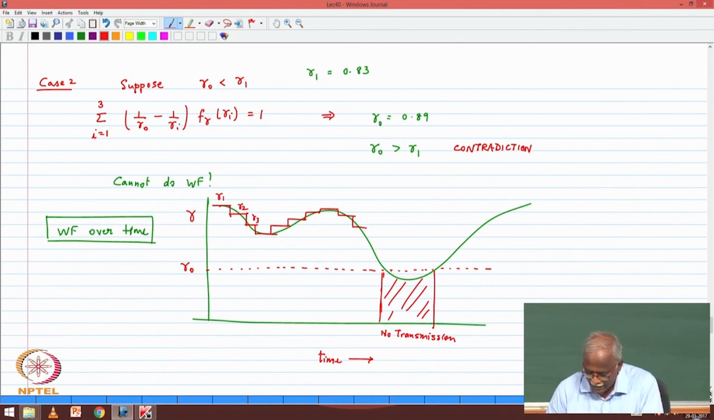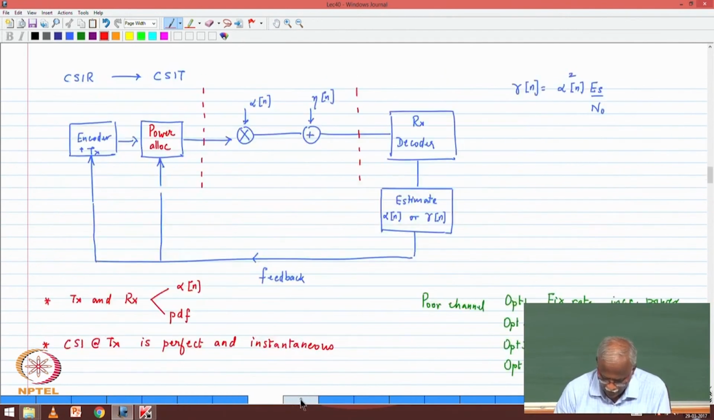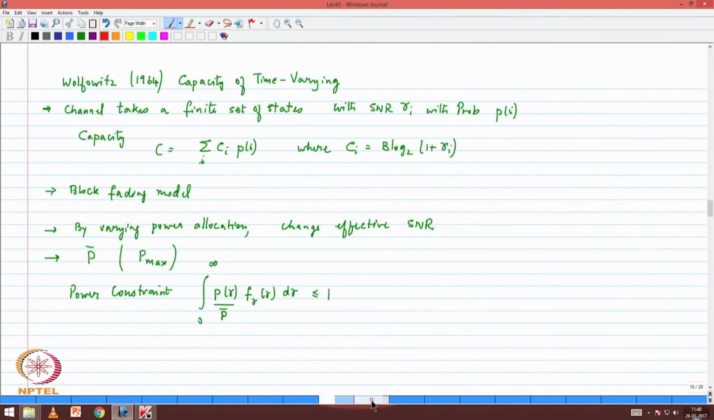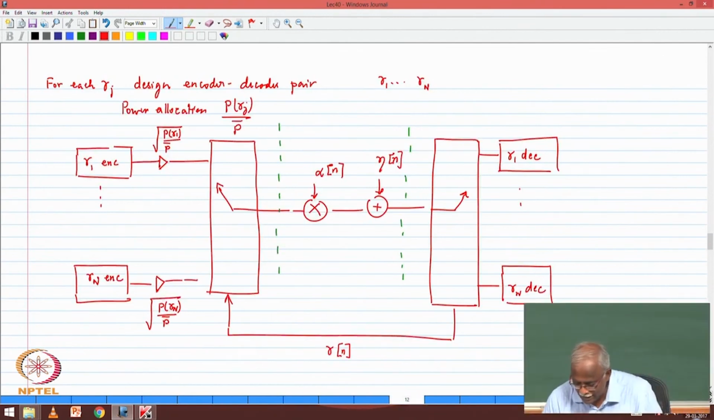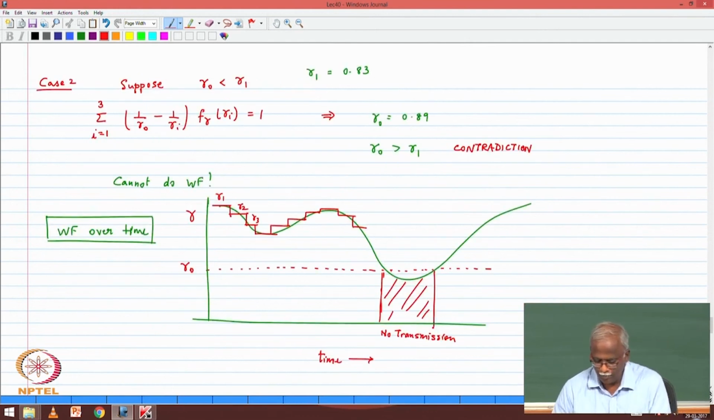Map these gammas to the corresponding encoder decoder pair. Where is that figure? So, gamma 1 means this encoder, this decoder. What is the power allocation? The power allocation is done via water filling.